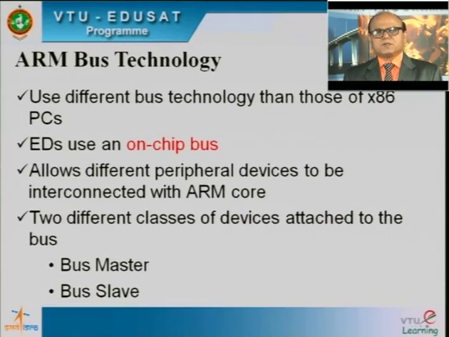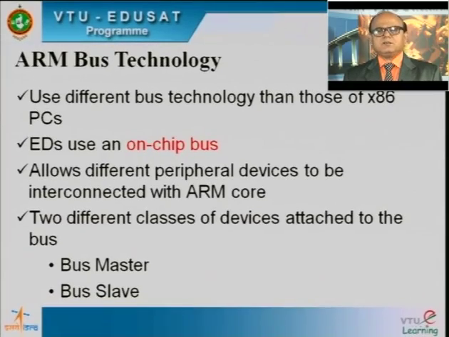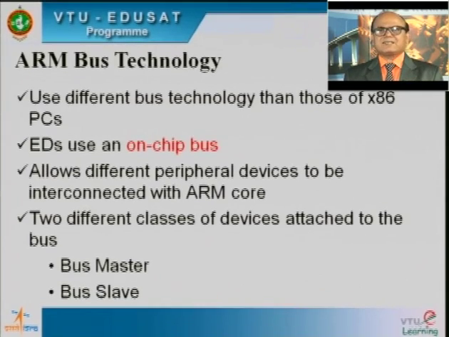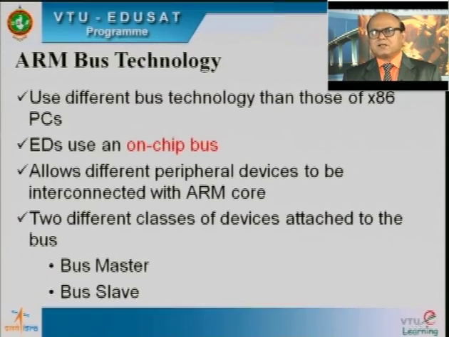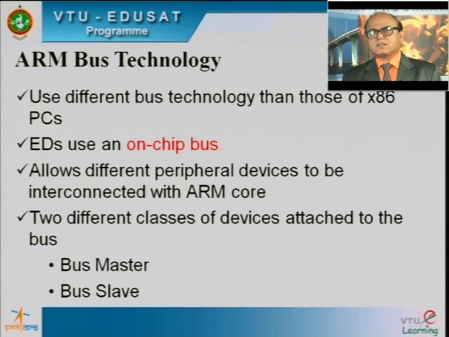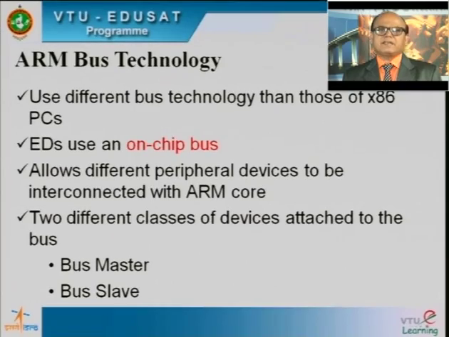We find 2 different classes of devices attached to the bus. Number 1 is the bus master, and number 2 is the bus slave. As I mentioned earlier, the ARM core itself will act as the bus master. The bus slaves are nothing but the devices which are connected to the bus other than the ARM core. So these slaves naturally get the directions from the bus master for any data communication.